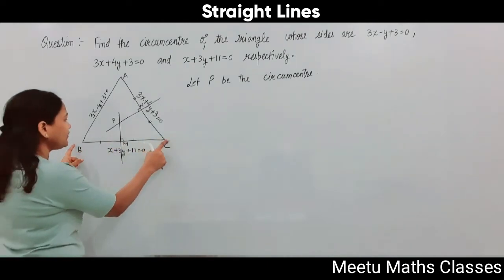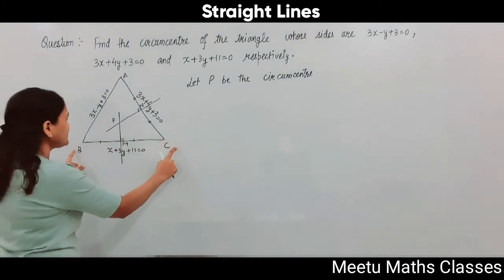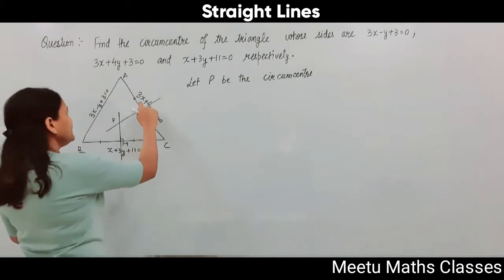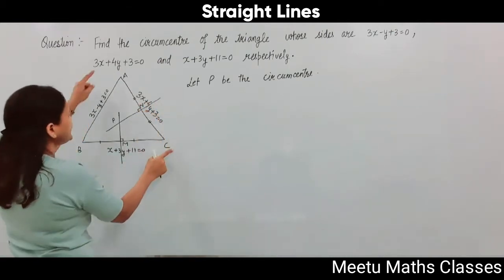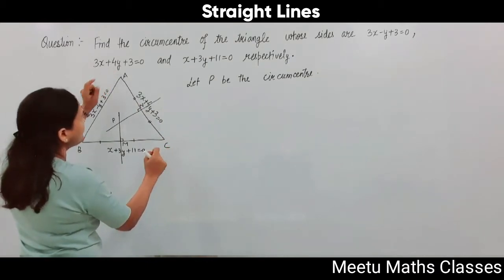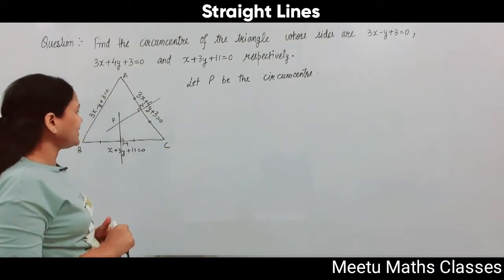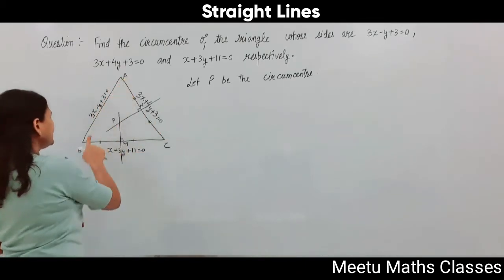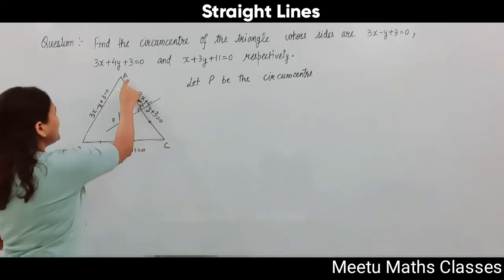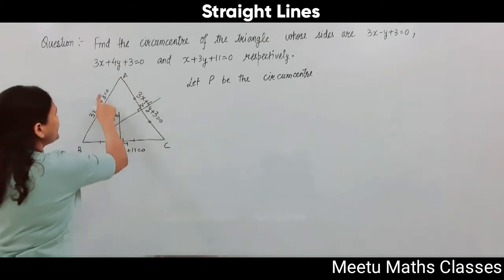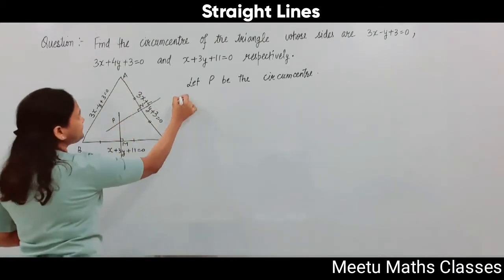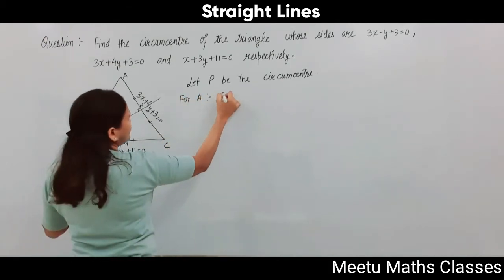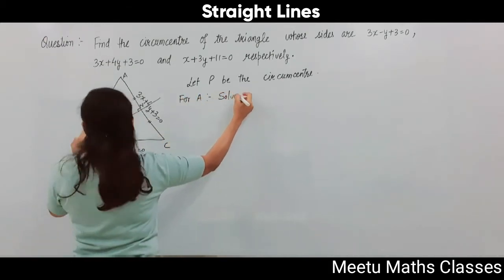M is the midpoint of BC, so you must know the points B and C, and N is the midpoint of AC, and so for that you must know the coordinates of A and C. So first of all we are going to find out the coordinates A, B and C. Now A is the point of intersection of these two lines. So solve these two equations.